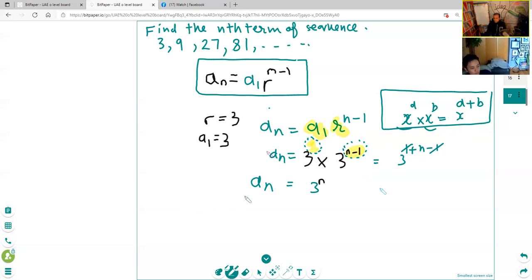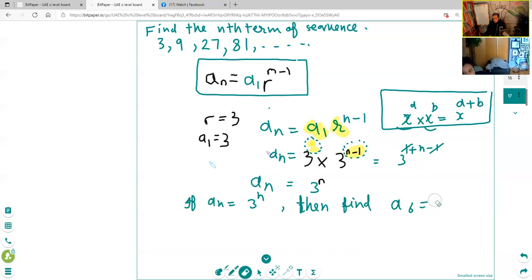If the general term is given, then you can find any term. If I say an is equal to 3 raised to the power n, find a6. Can you find a6?